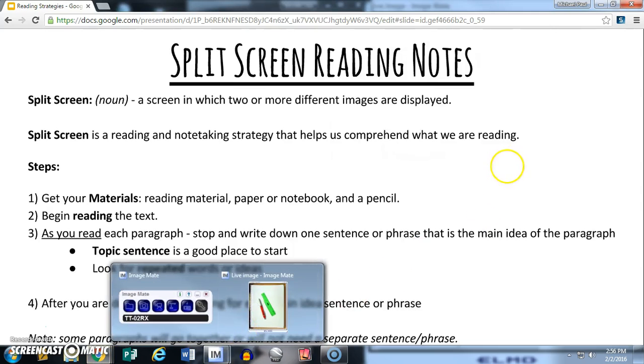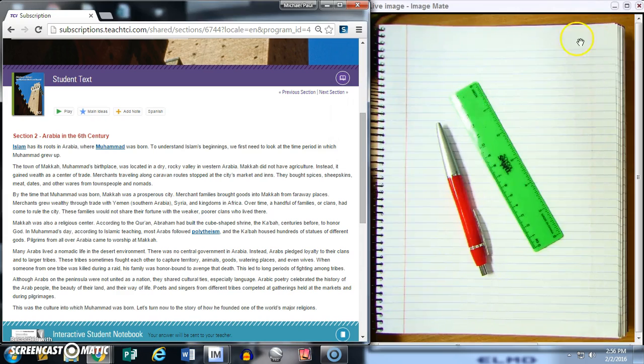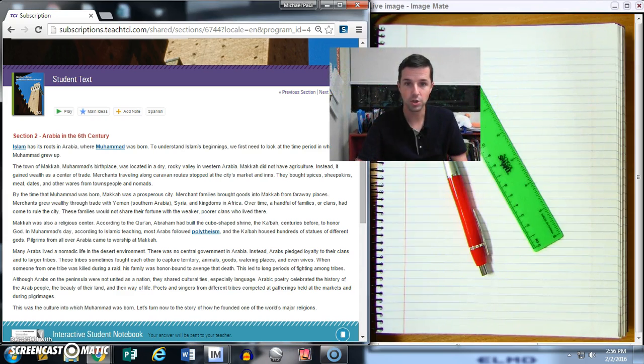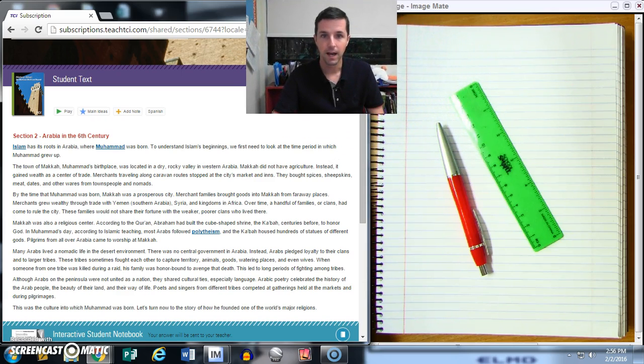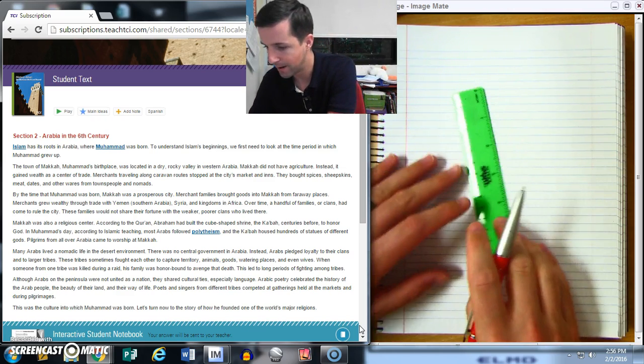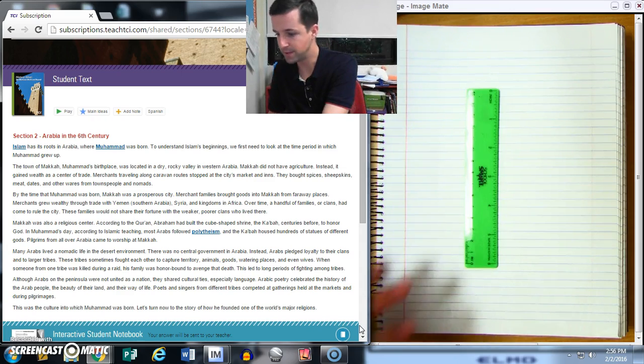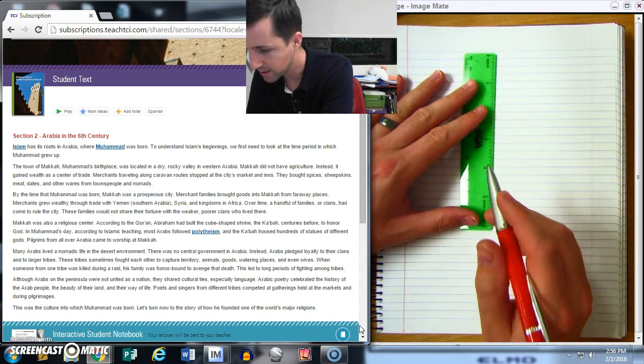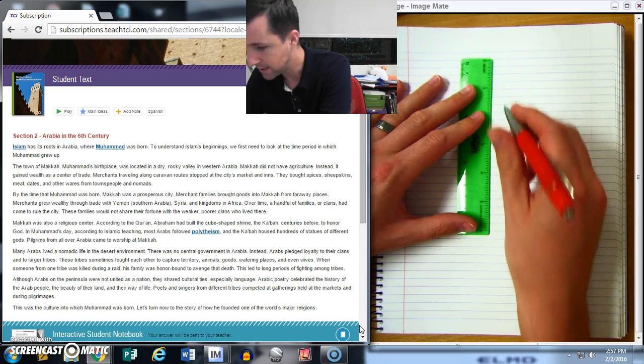All right, now let's show you how this strategy works, right? Show you what it looks like. All right, so there I am. You'll notice on the right side I have my pencil and my ruler, and on the left side I have my reading text. First thing I want to do is I'm going to set up my graphic organizer. I'm going to set up a T-chart. You want to split your page right down the middle.